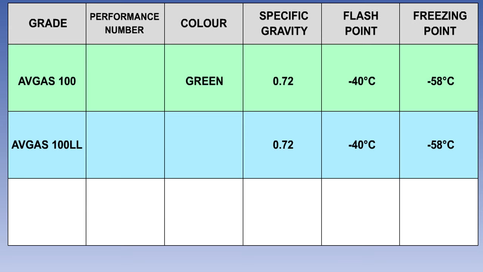Avgas 100 is coloured green and has a performance number of 100-130. Avgas 100LL has the same performance number as Avgas 100, but it has a lower lead content. It is coloured blue.